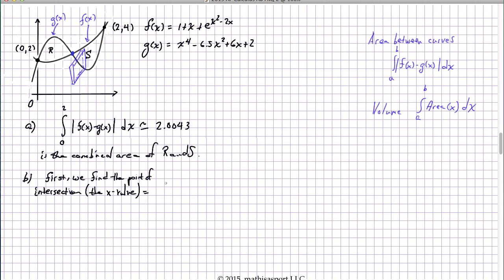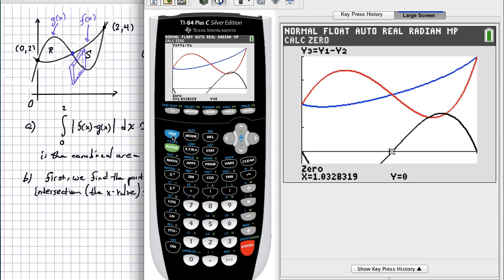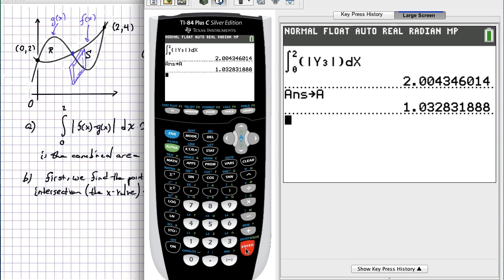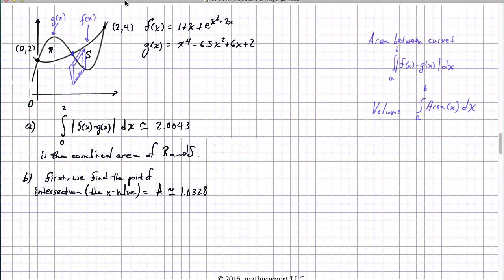We're going to define that as A and say that's approximately equal to 1.0328. But we'll actually use the exact value in our calculations, and we do that, of course, by saving the result that we got in A. Okay, so what are we doing? We're trying to integrate from that intersection point up to 2. But we're getting a little ahead of ourselves.